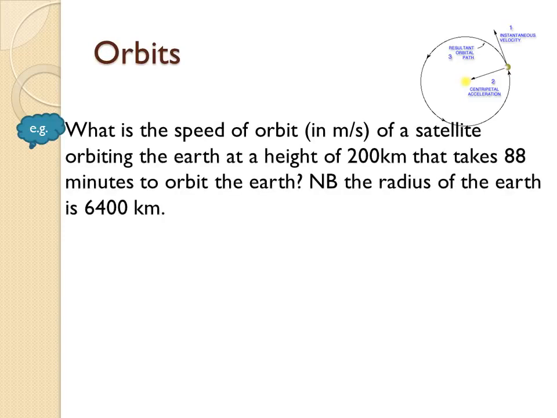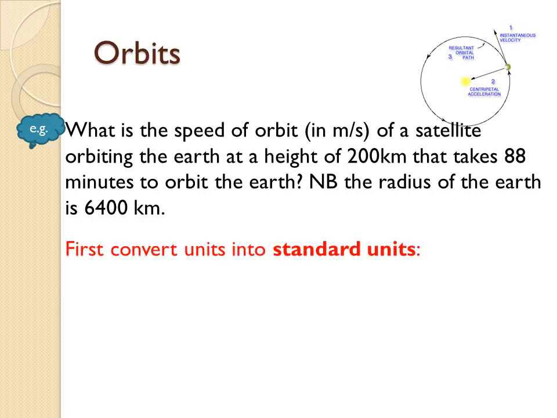Let's use that formula. What's the speed of orbit of a satellite orbiting the Earth at a height of 200 kilometers above the Earth's surface that takes 88 minutes to orbit the Earth? And the other bit of data you need is that the radius of the Earth is 6,400 kilometers.